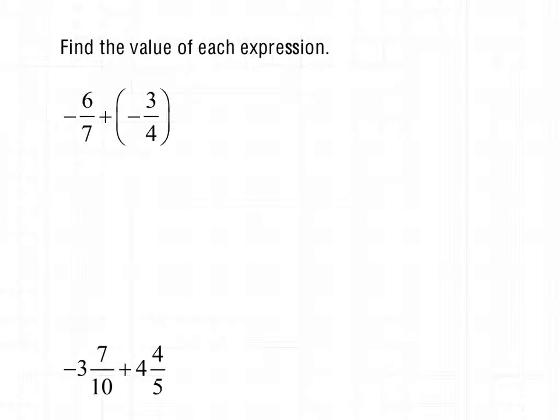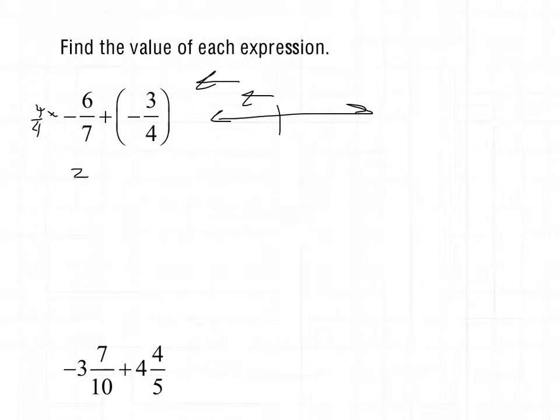So looking at these, just quickly thinking about the arrow diagram here, these are a negative and a negative, so I'm going to be combining my absolute values. I need to get them to have common denominators first, so I'm going to multiply this one by 4 over 4. And that's going to give me 24 over 28. That's negative.